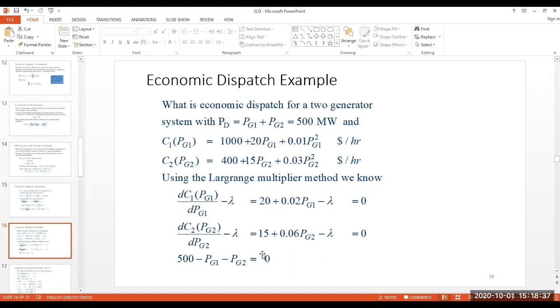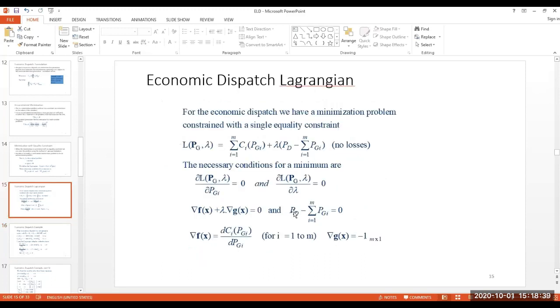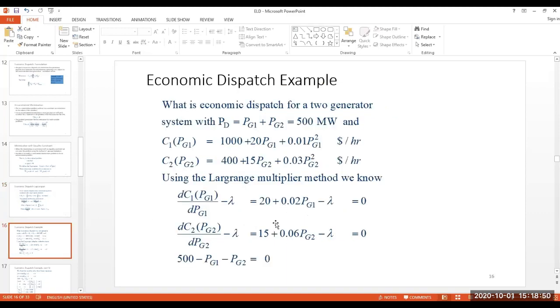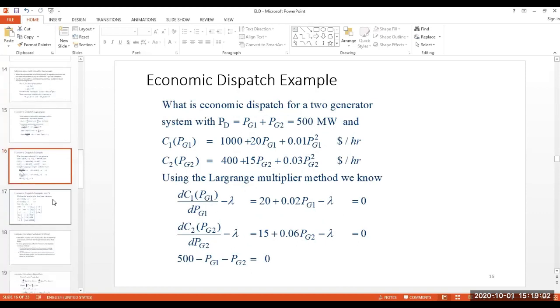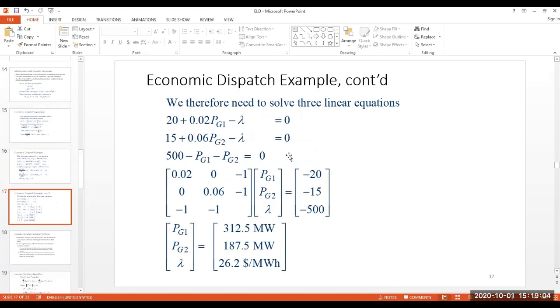And the third condition is coming because of this. Okay. So the first 2 equations are coming because of this. The third equation is coming, simply the equality constraint is re-arriving here. So this is the third condition. How many unknowns? 3 unknowns. You have to calculate PG1, you have to calculate PG2, and you have to also calculate lambda. So 3 equations, 3 unknowns. You can simply use the matrix formulation, which I have used here. Okay, simply use the matrix formulation.